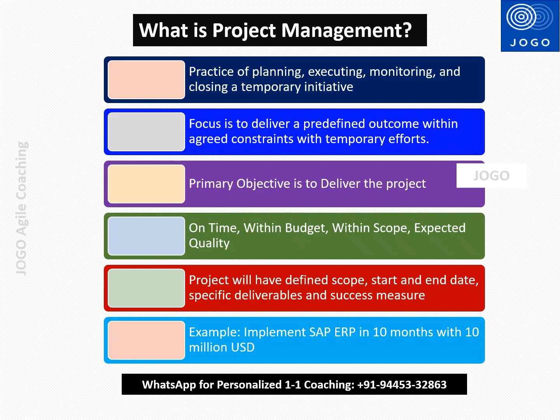For example, implementing SAP ERP in 10 months is the project. Here the 10 months is the timeline, that is also called a temporary timeline. After the 10 months, if we implement SAP ERP, this project will be over or completed, and we will be having a budget and the quality expectation as well for this project. So this is project management: planning, executing, monitoring and closing the temporary initiative or the assignment. This is called project management. Hope this is clear to you.